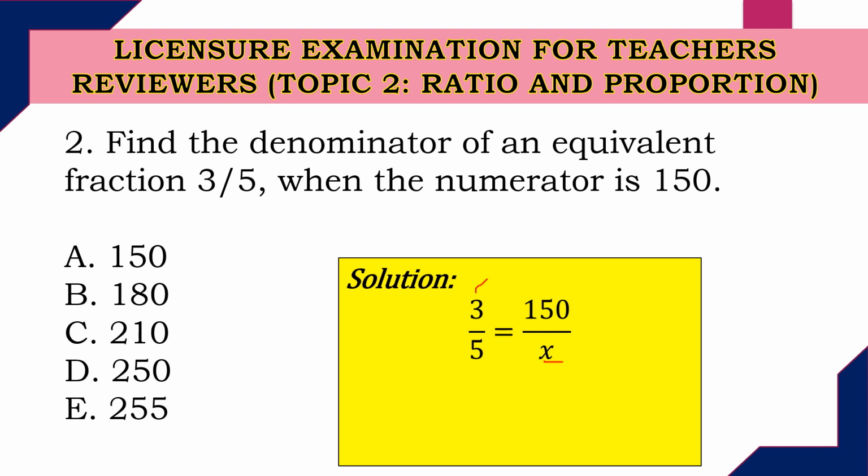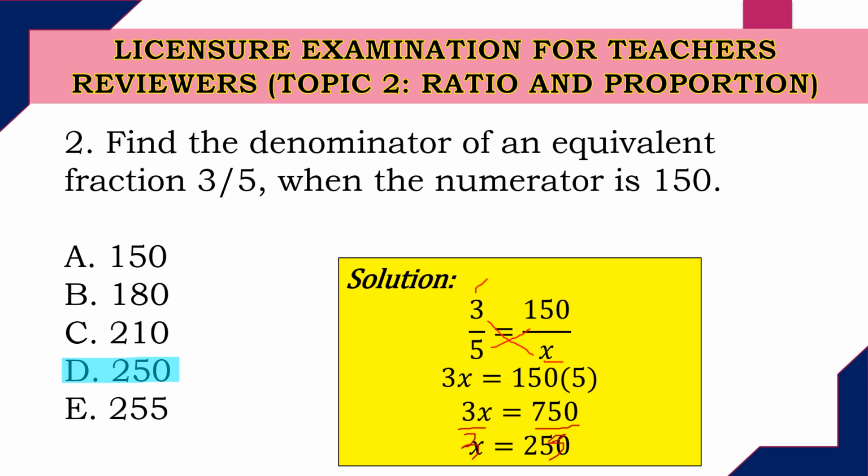And then, we will do cross multiplication. So we will multiply 3 by x and 5 by 150. So we have 3 times x, that is 3x. 150 times 5, that is 750. So since ang hinahanap natin ay si x, we will divide both sides by 3. So 3x divided by 3, that is x. And 750 divided by 3, that is 250. So the answer is letter D.